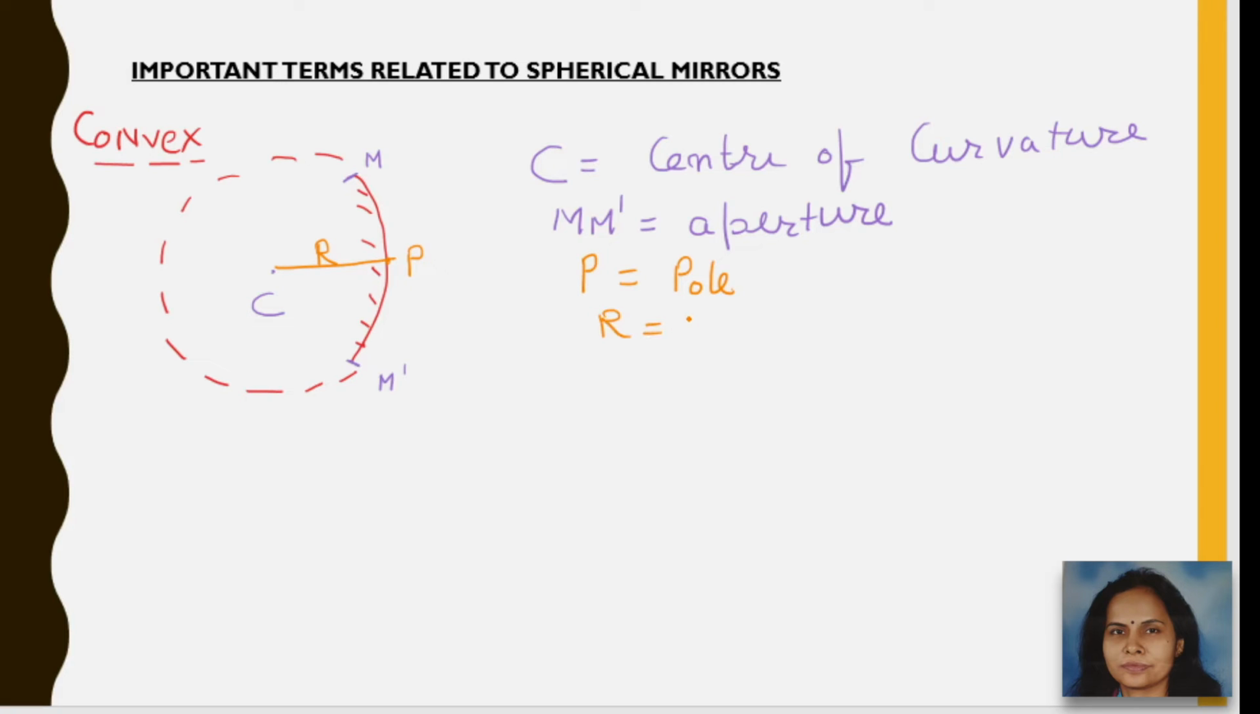So R here is the radius of curvature. The midpoint of P and C is known as the principal focus, and in the case of the convex mirror, they are lying behind the mirror. So this is known as the principal focus. Now the last one is the distance between P and F, which is represented by small f. This is known as the focal length.